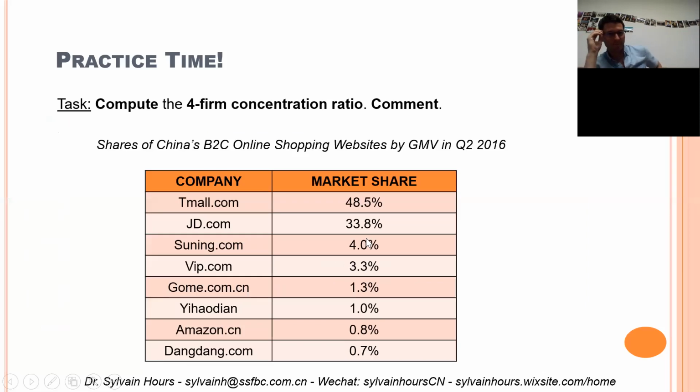This is China's business-to-customer online shopping website. So you see that you have Taobao, right? I'm not familiar, but I think Tmall is Taobao. This is from 2016, so this might have changed. But you see that they are very, very far from being a monopoly. 50% market share, it's huge, but still there are many competitors.